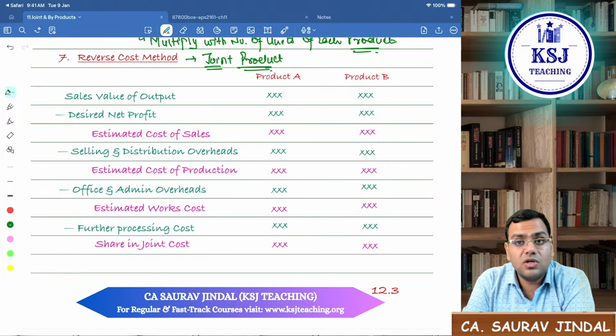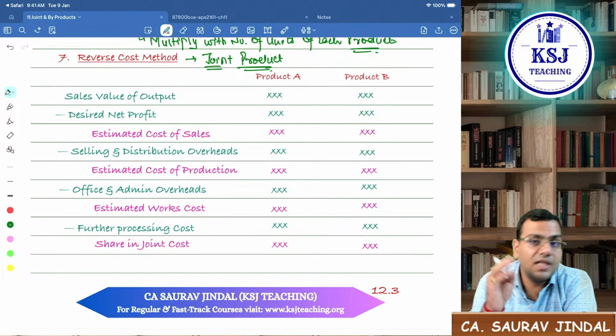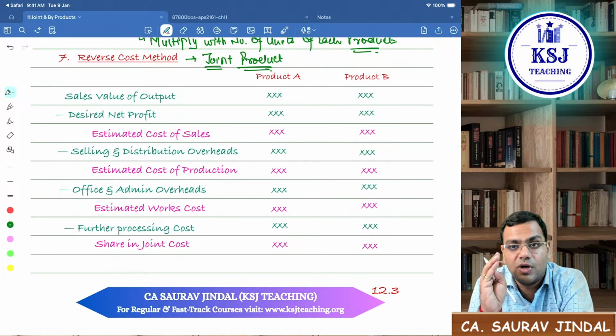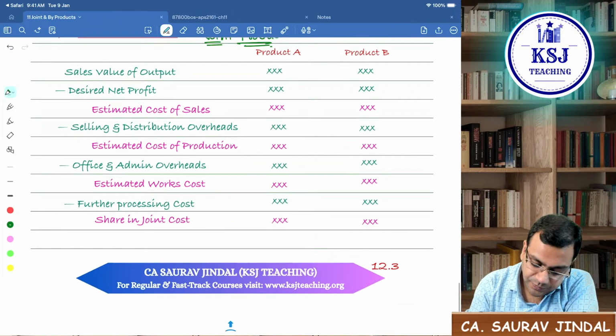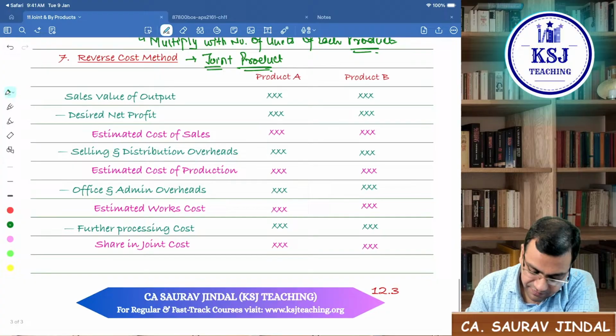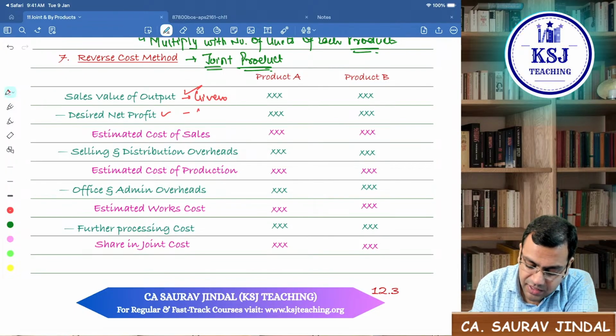Now the reverse cost method, as the name suggests, means you have to go in the reverse direction. In this case, what will be given to you? You will be given the selling price, the sales of the product. You will be given the profit percentage on that, right? The sales value of the output is given to you. Profit will be given. The profit percentage will be given to you.